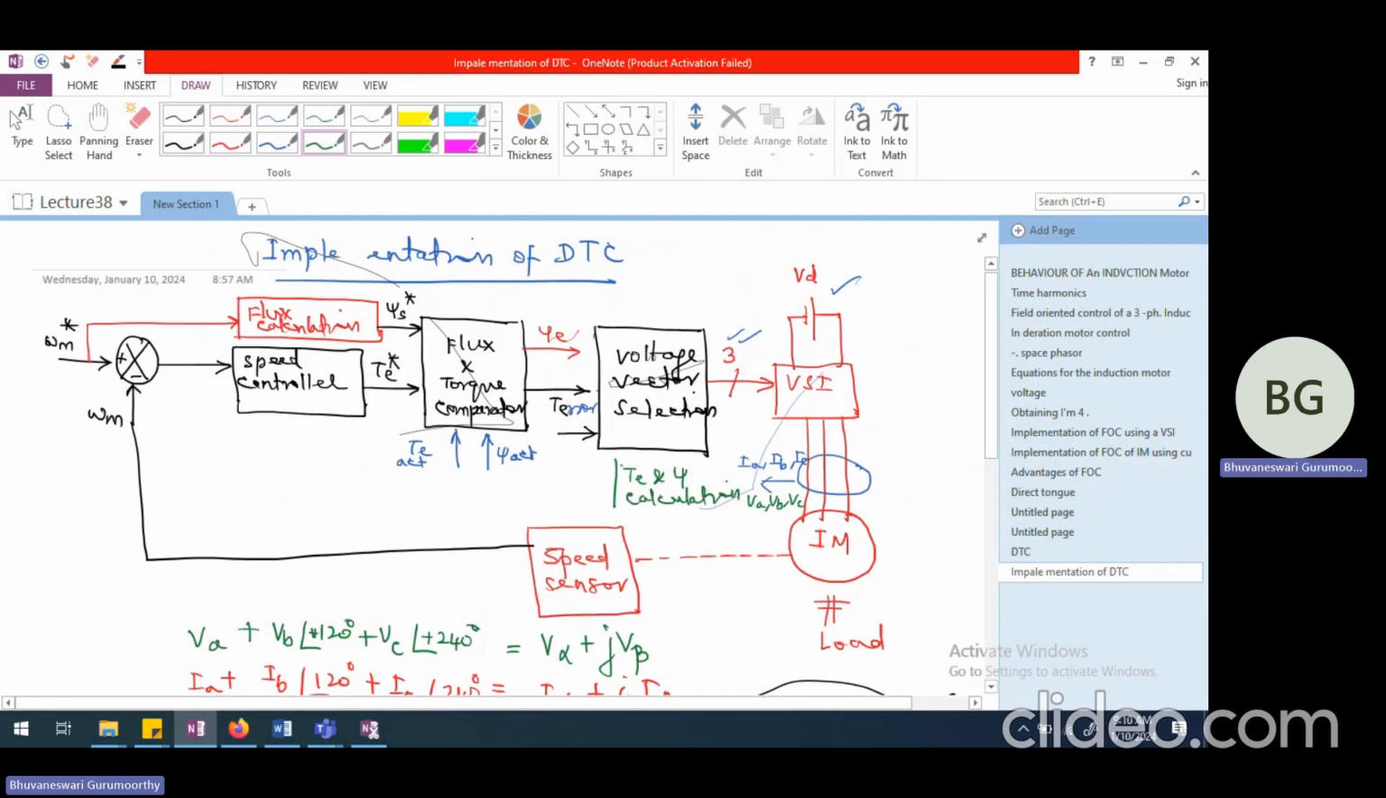So now that I have all the values of voltages and currents with me, I should be able to calculate this. Now from here, the actual electromagnetic torque and actual flux linkage will be given to the comparator, and the comparator will compare the reference values of flux and torque with the actual values of flux and torque. Now I have the error with me. What is psi e? That is the error in the flux linkage, and what is the error in the torque.